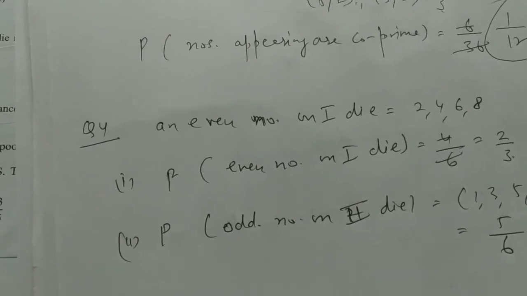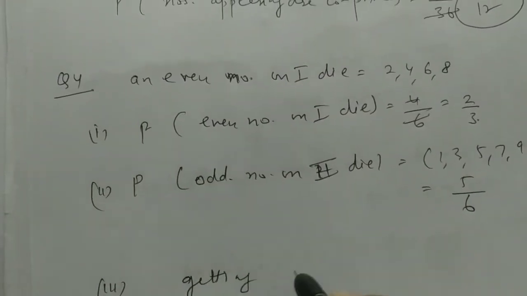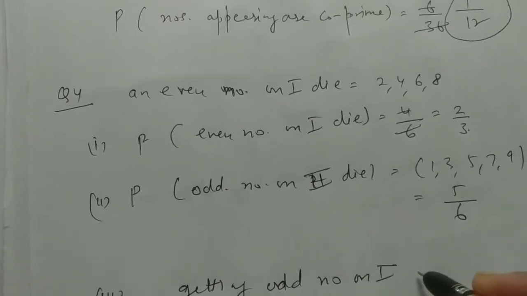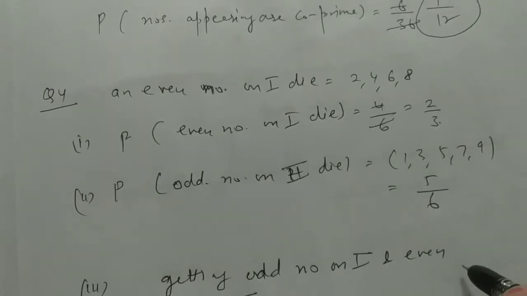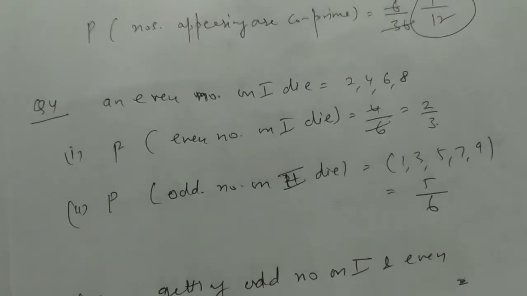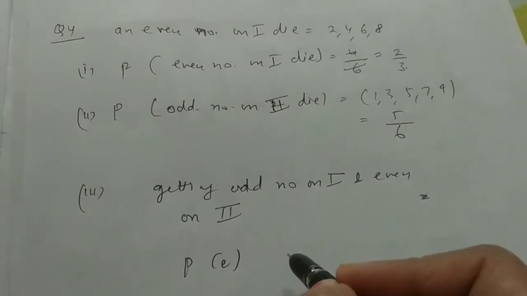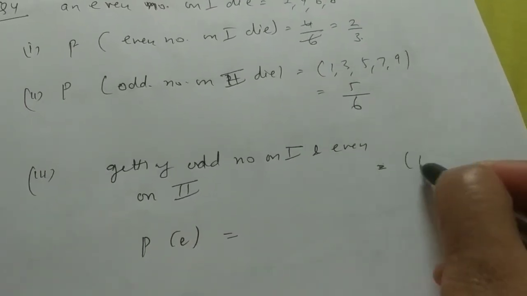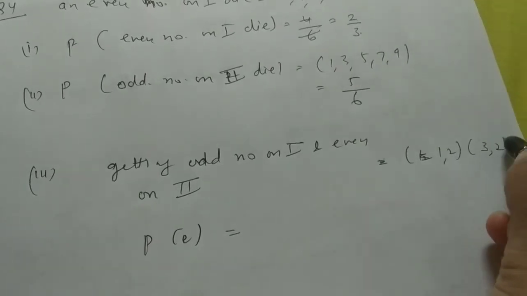So getting an odd number on the first and an even on the second. So its probability would be what? The probability of the event would be, what would be the outcomes? 1 and 2 and 3 and 2.